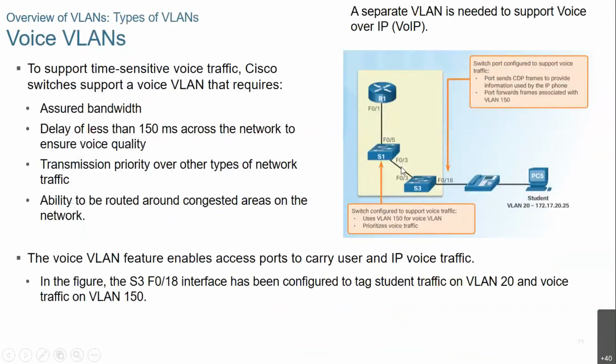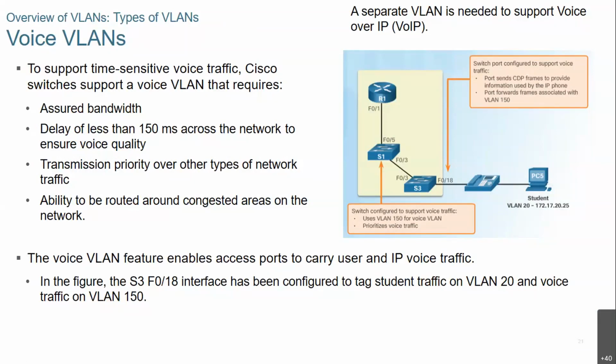Voice VLAN, the reason it is kept separate is because in order to maintain a certain quality of service for voice, they have a different VLAN, okay? And because of this, they would set extra things for that voice VLAN. For example, it would have assured bandwidth because you don't want voice to go on and off, on and off. So they would have assured bandwidth.